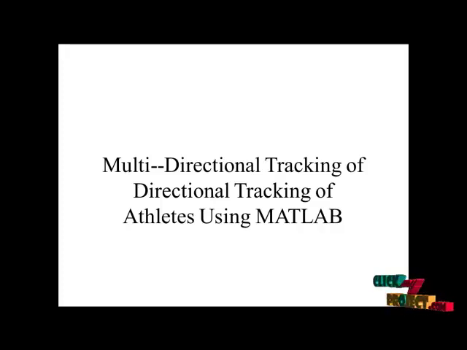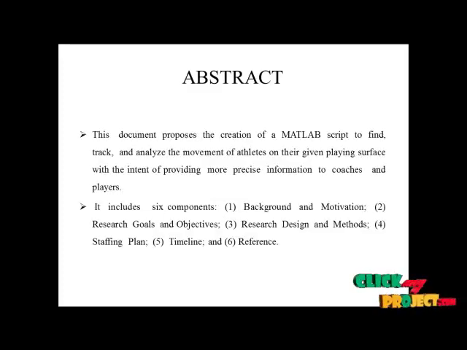The project title is Multi-Directional Tracking of Athletes using Matlab. The project abstract is: this document proposes the creation of a Matlab script to find, track and analyze the movement of athletes on their given playing surface with the intent of providing more precise information to coaches and players. It includes 6 components. First one is background and motivation, second one is research goal and objective, third one is research design and methods, fourth one is staffing plan, fifth one is timeline, and sixth one is reference.